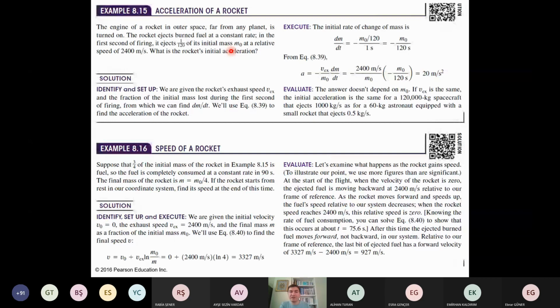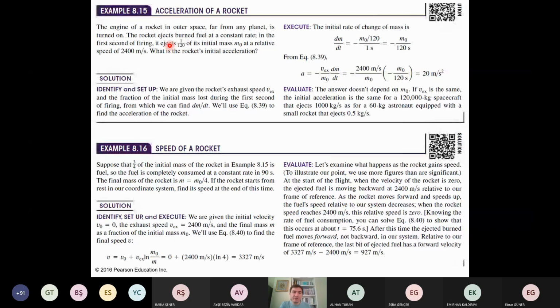So what is dm over dt, the change in the mass of the rocket? It is given as minus m0 over 120, and it happens within 1 second. In the first second of firing, the time is 1 second, and it ejects this mass. So dm is negative: dm over dt is minus m0 over 120 per second.